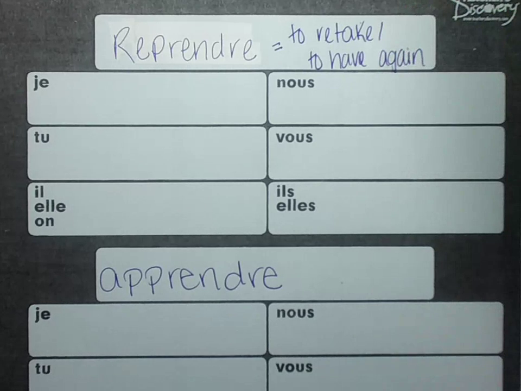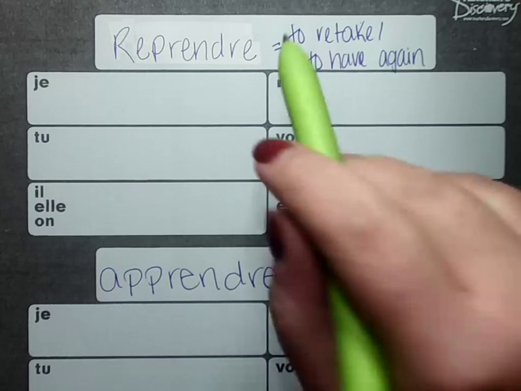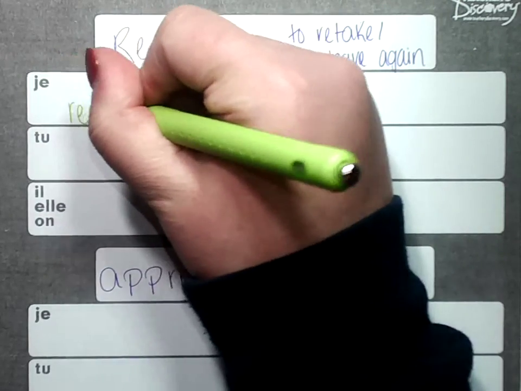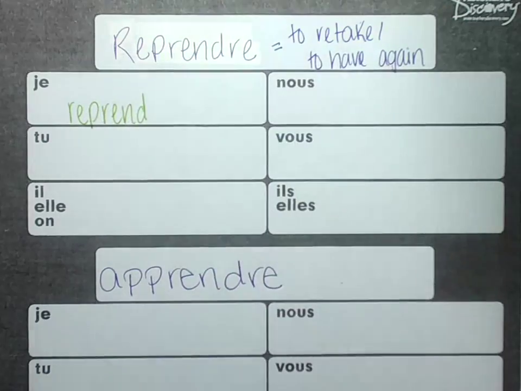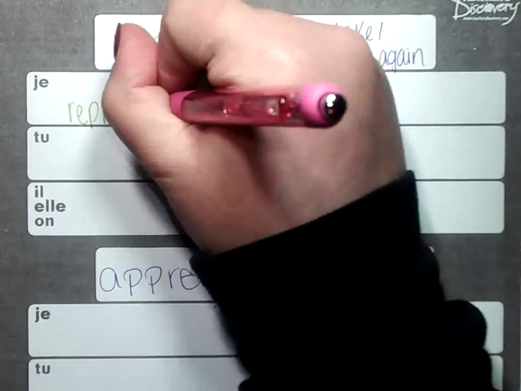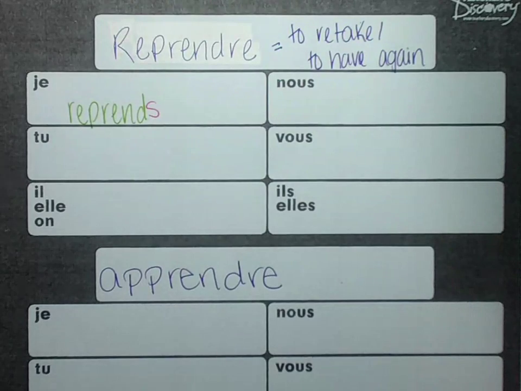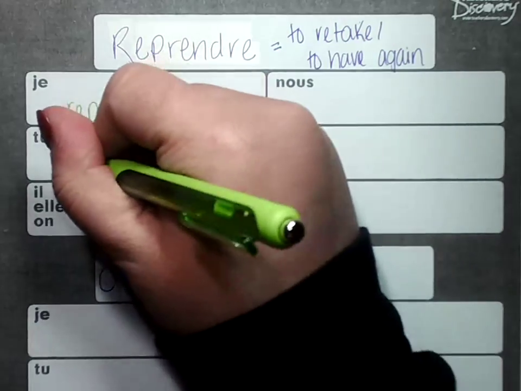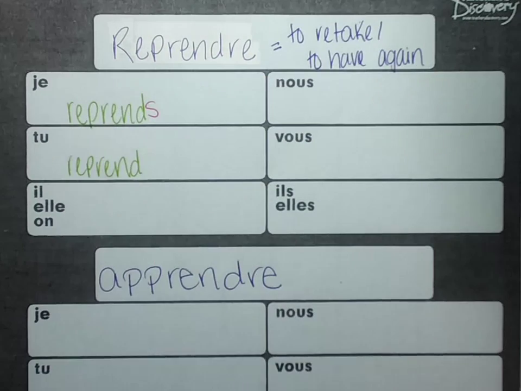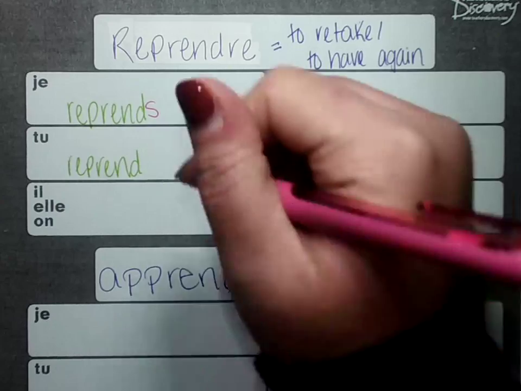All right. So we're going to go through and conjugate just like we did for prendre. We're going to take off our ending and write our stem. And then let's add our ending on in pink this time. So we're going to add S onto the end. So je reprends, tu reprends. We got our stem written down. Now let's add our ending.